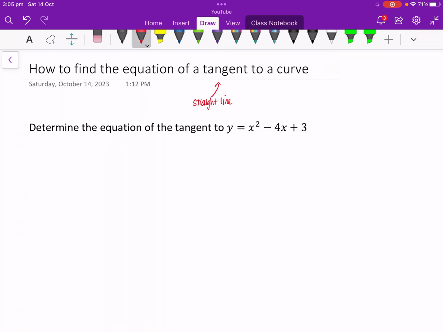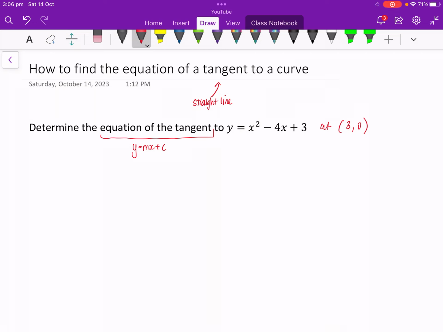Let's go straight into our question now. It says, determine the equation of the tangent. Remember, tangent means straight line. So this is asking for the equation of a line, which is in the format y equals mx plus c, of course, to y equals x squared take 4x plus 3. Okay, well, I didn't even give you a point, silly goose. Here's our point. Our point is (3, 0).